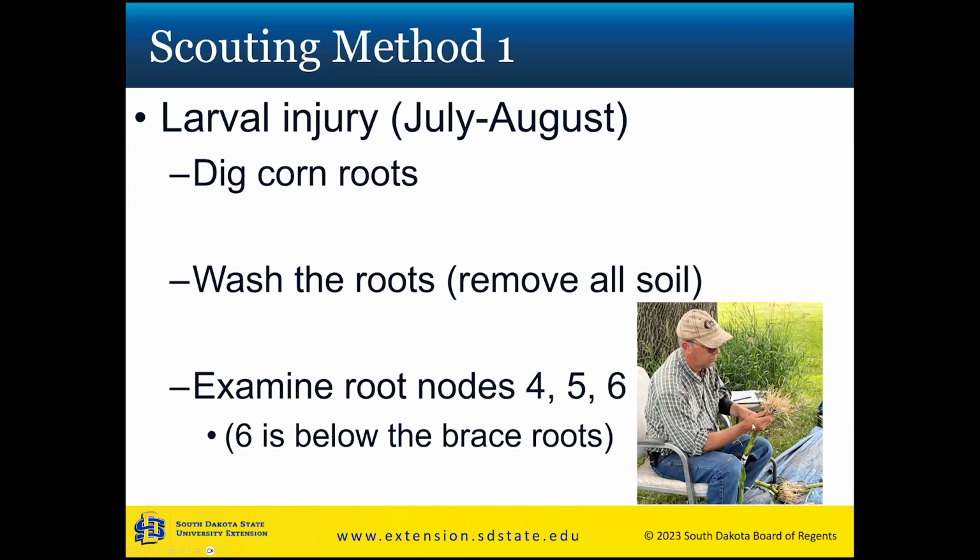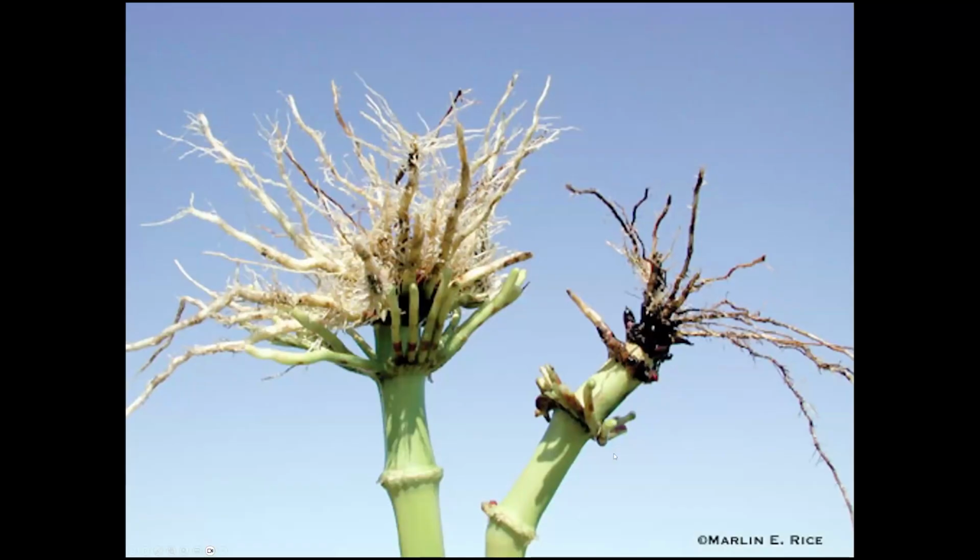This is always something that is kind of backwards. If you think about the root system, we're starting up closest to the soil surface, where we have the brace roots, which is node 7. Then the next node down is 6, then 5, and 4. Node 6 is right below the brace roots, and you're looking at how much of those roots have been pruned back.